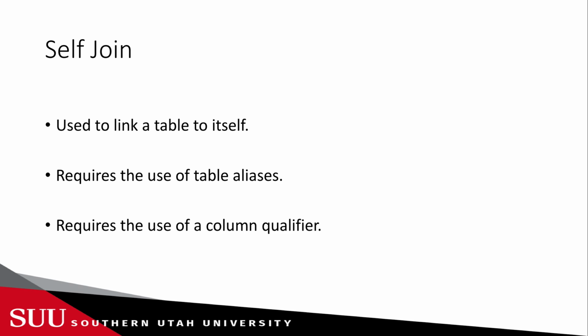Another type of join that we can use in MySQL is the self join. Self join is used to link a table to itself. It's going to require the use of table aliases and it's going to require the use of column qualifiers. So let's see an example based on the data set that we have on where and when we can use a self join.